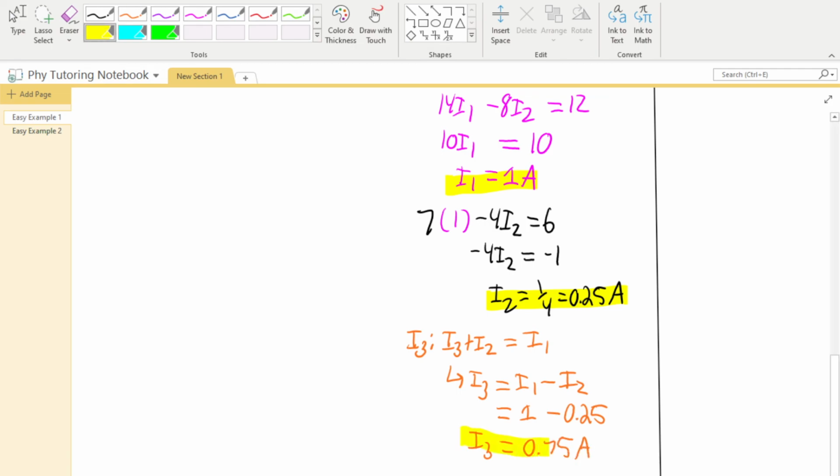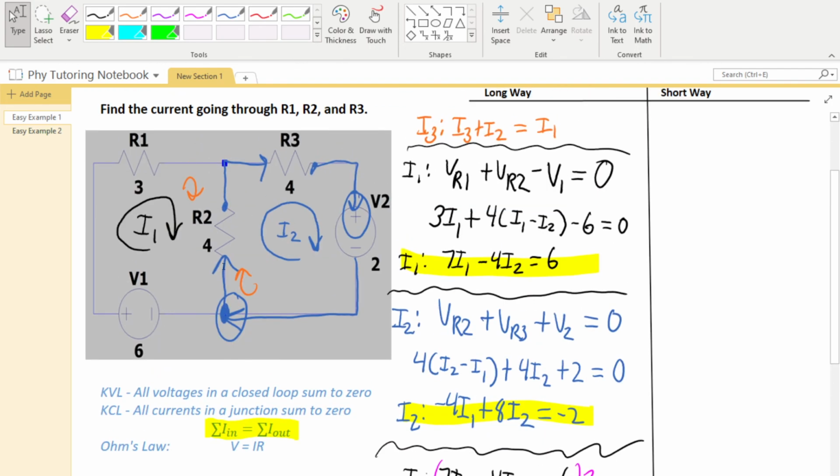And one thing to note here, notice how we get positive answers for every single current. So what does that mean? That just means we assume the right directions. And it's not drawn on here, but remember that when we assumed our I3 direction, we assumed it was going downwards like this. So we got all positive answers. That means we made the right assumptions. It doesn't matter whether you made the right assumption or not. If you get a negative answer, it just means it's going the opposite direction.